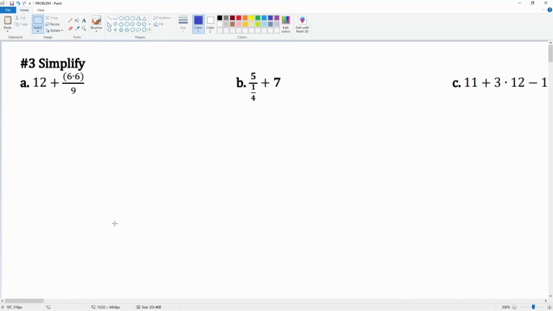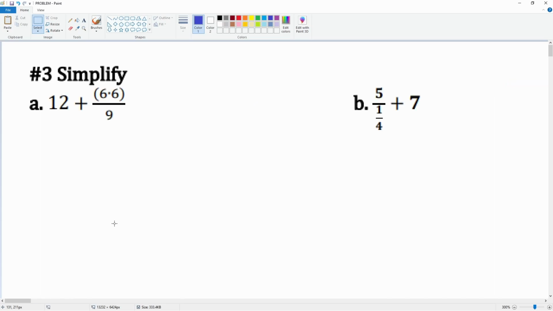Chapter 1, number 3, we are going to be simplifying each expression. So we have to follow the rules of PEMDAS. Okay. So parentheses, exponent, multiplication, division, addition, then subtraction.